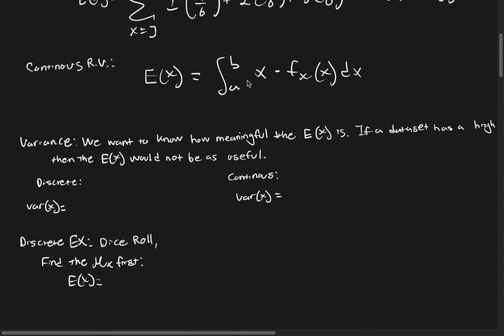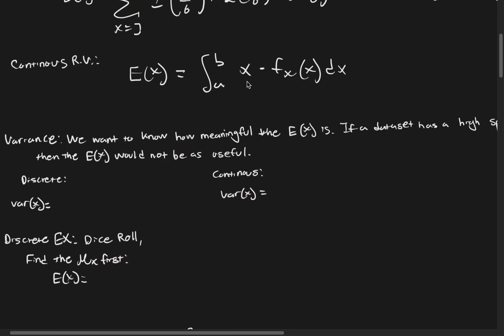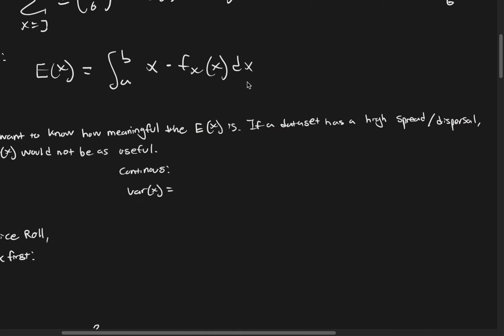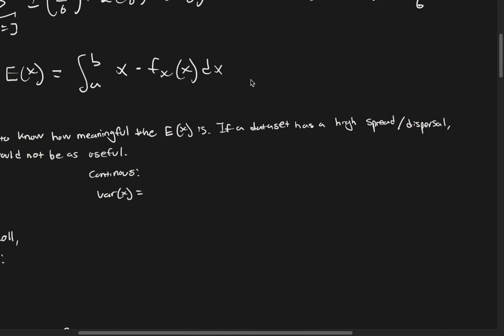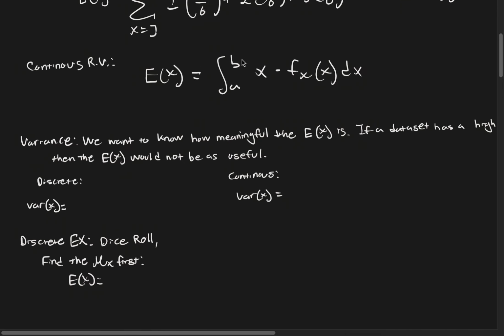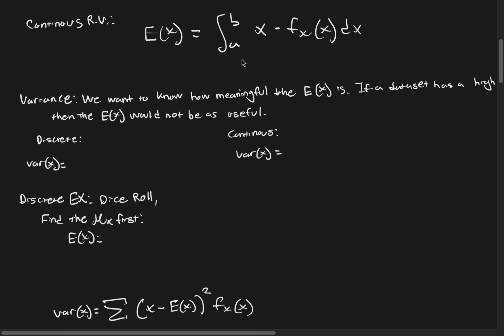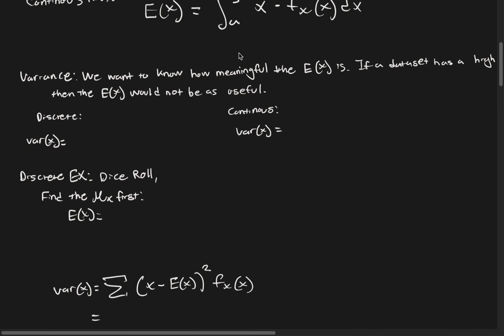All right, so we found the mean or the expected value, but oftentimes we want to know how meaningful the expected value actually is, because chances are when I roll a die, or when we're finding the probability of something, it's not always going to land on the expected value. And this is the case if the data set has a high spread or a high dispersal. If there's a lot of difference within the data, then the expected value wouldn't be as useful. And that's where the variance part comes in.